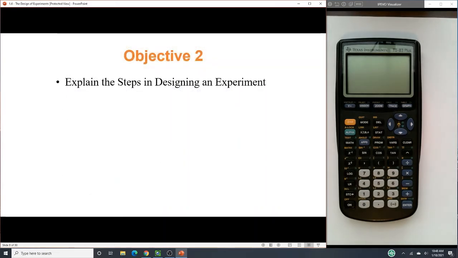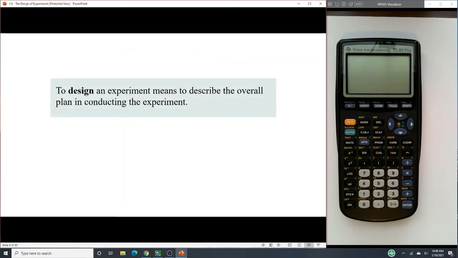Okay. All right, objective 2 here, we want to explain the steps in designing an experiment. All right, so to design an experiment means to describe the overall plan in conducting the experiment.